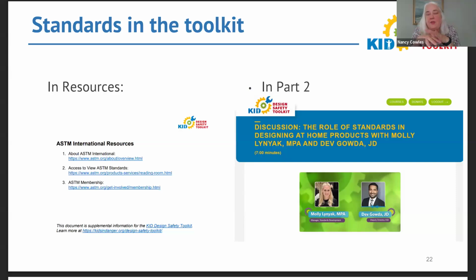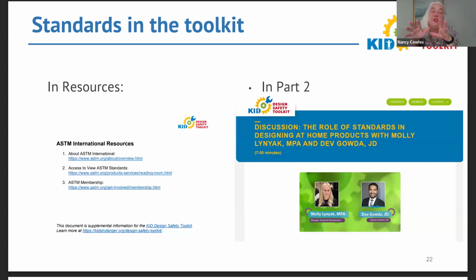So we do roundtables in the first one with safety experts. Many of them bring up standards. In our resources, there's a whole section on how they can access standard information from your website. On our regulators page, there are links to both the US regulators as well as the EU, Australia, other places.